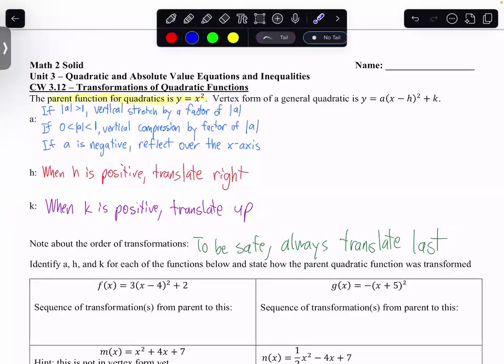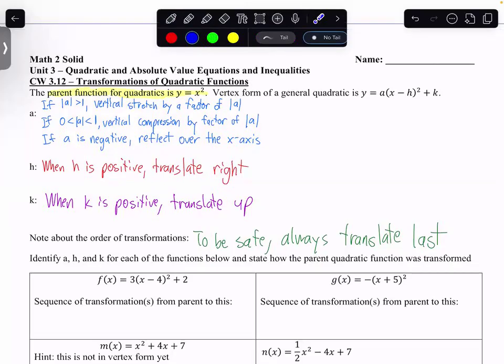Okay, so let's do an example of identifying the transformations without a graph like on the front page, but instead by being given an equation. Okay, so here's a complicated looking equation. F of x equals 3 parentheses x minus 4 close parentheses squared plus 2. Okay, so I want to know how the parent, which again is y equals x squared, how was that most basic function changed into this one?